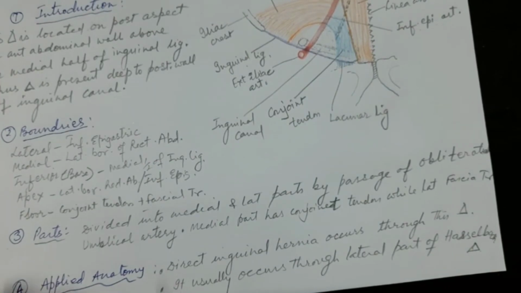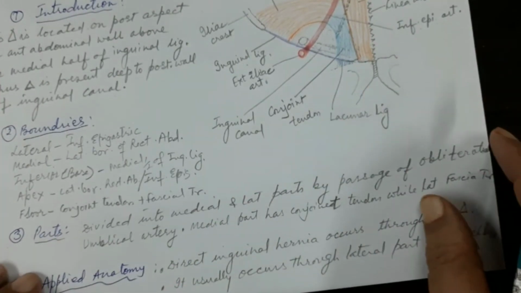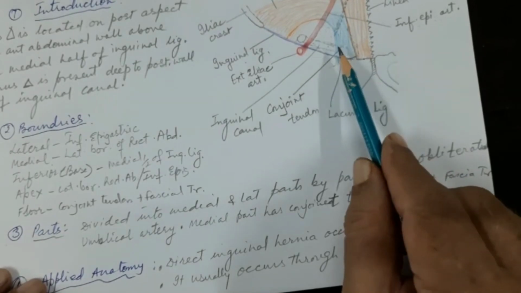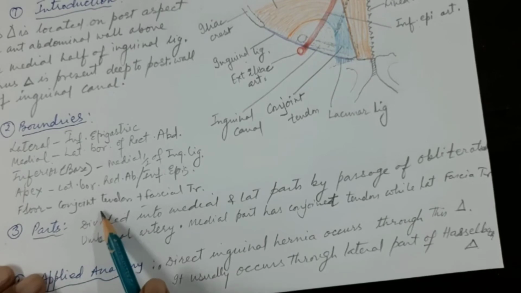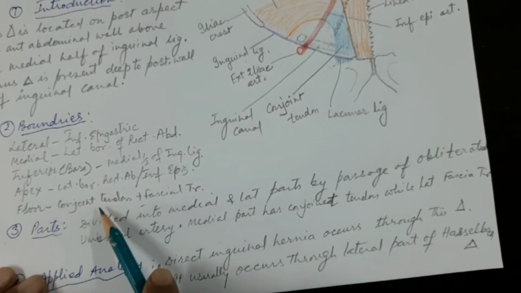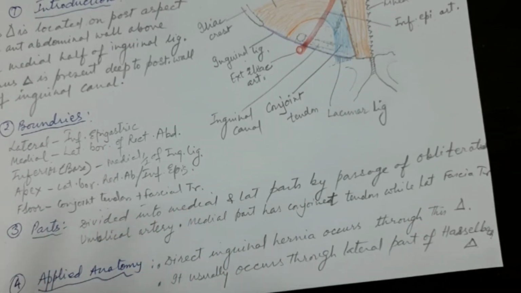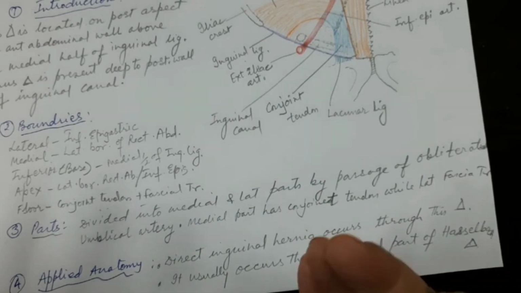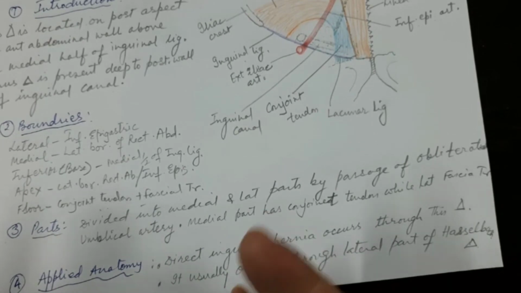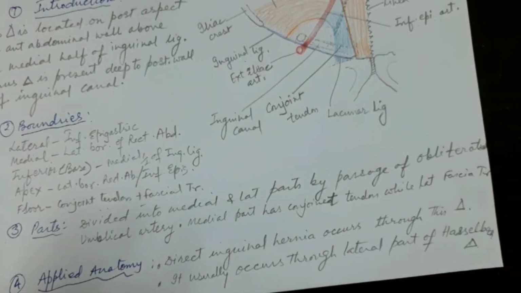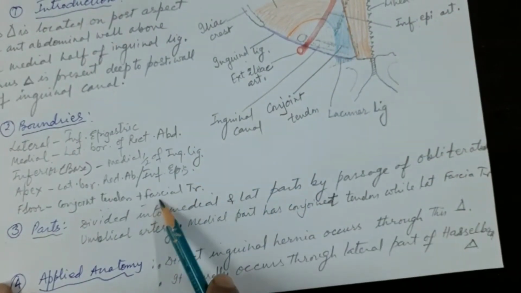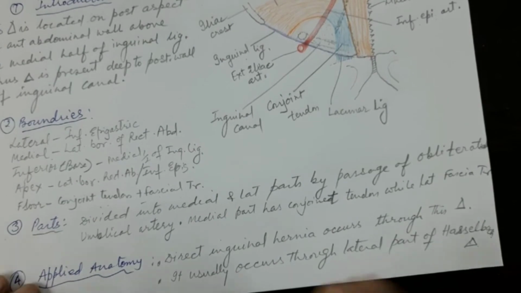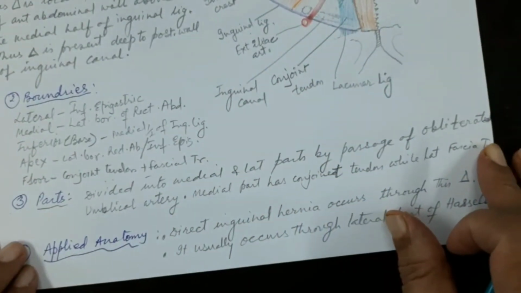Now the floor. What is the floor of this Hesselbach triangle? Since we are seeing from the posterior surface of the anterior abdominal wall, it is the conjoined tendon and fascia transversalis. This is the same as the posterior wall of the inguinal canal, but we are seeing it from its posterior aspect. So the conjoined tendon and the fascia transversalis will be forming the floor.